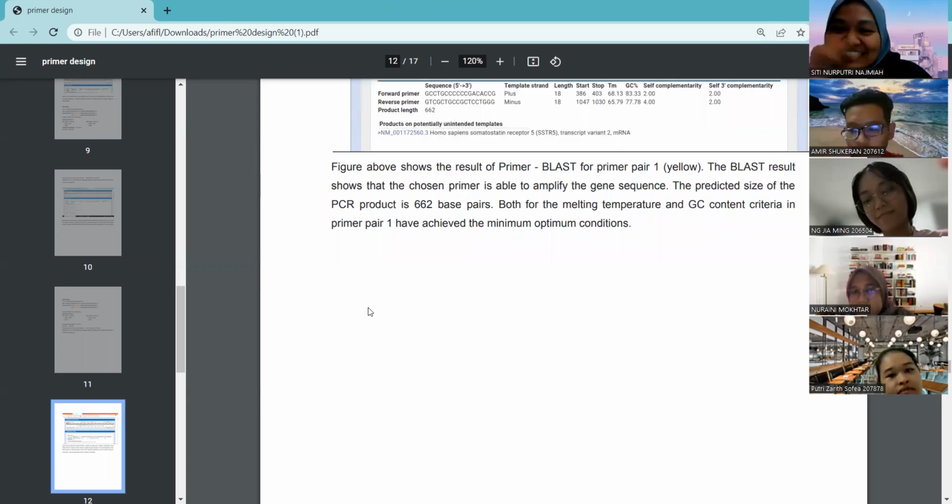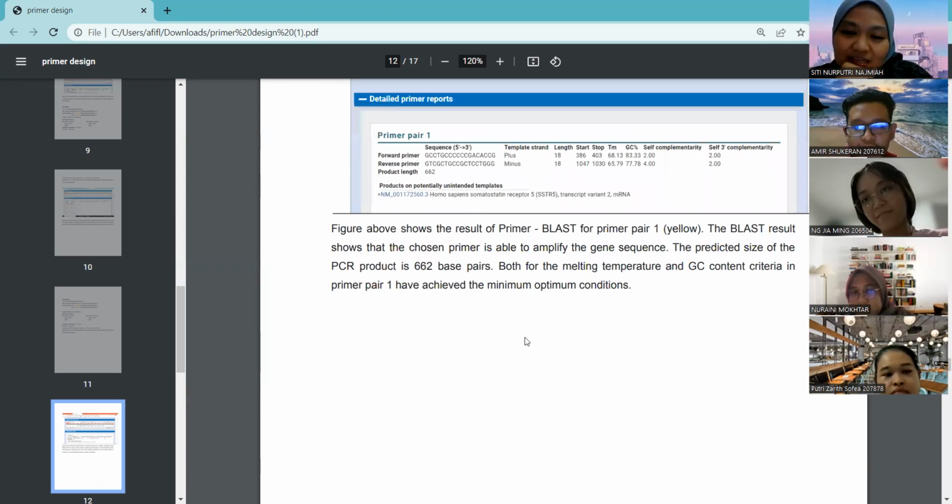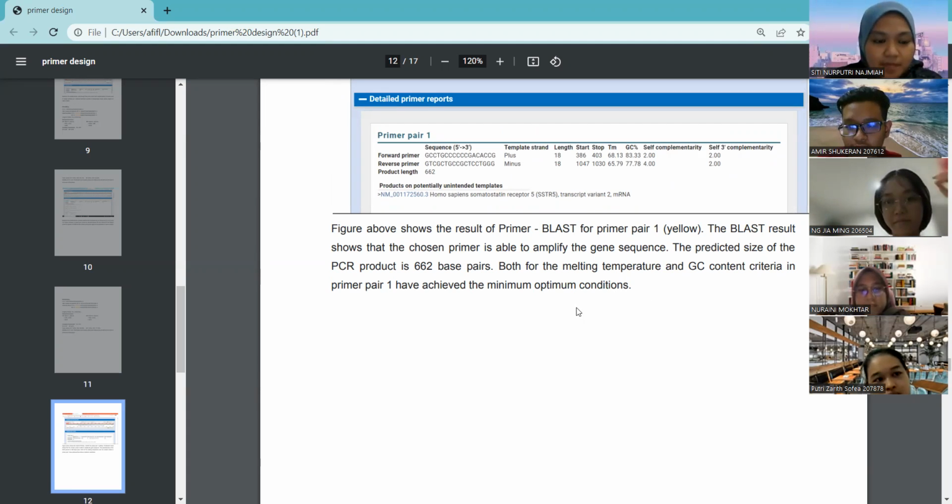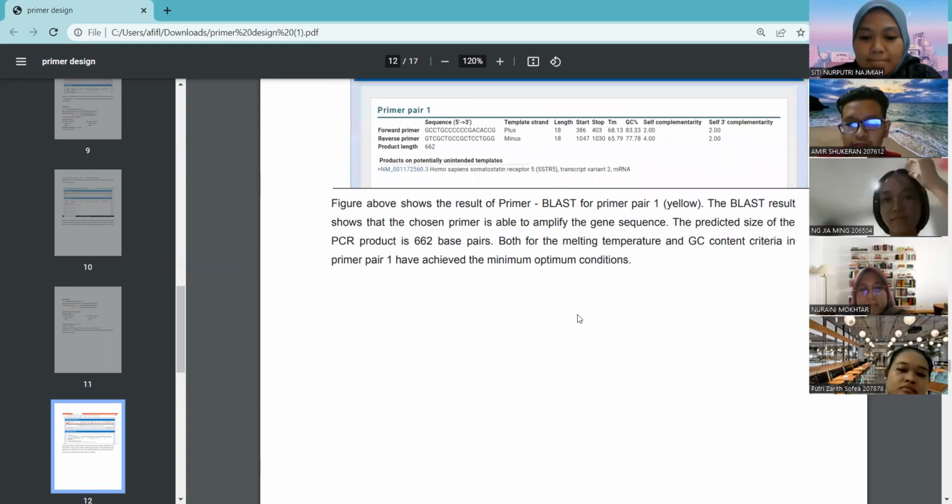Okay, for our group, we think that choosing Putri's primer is the best, as Putri's primer pair has a lower self-complementary than me and Akmal's primer pair. So yeah, that's from our group.